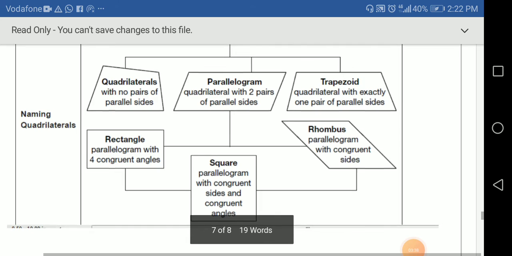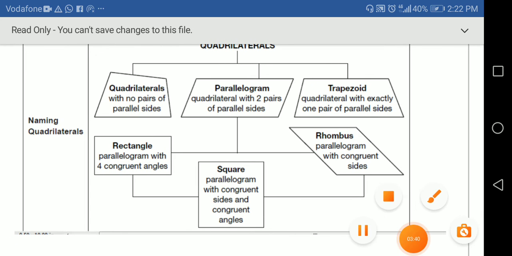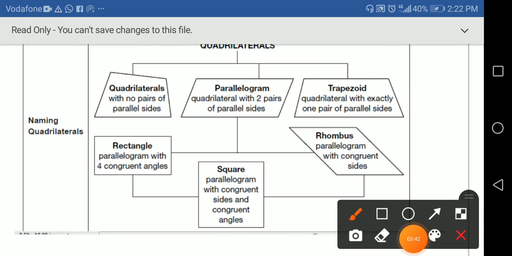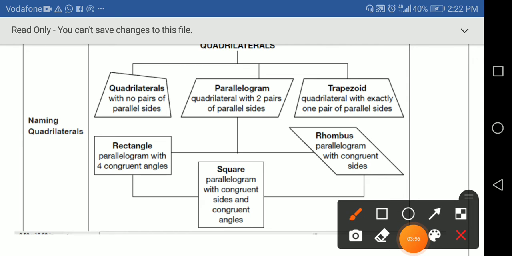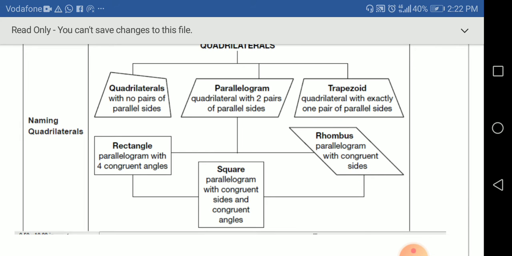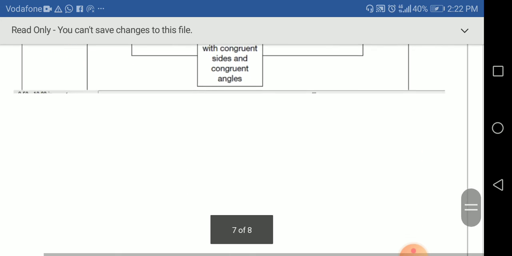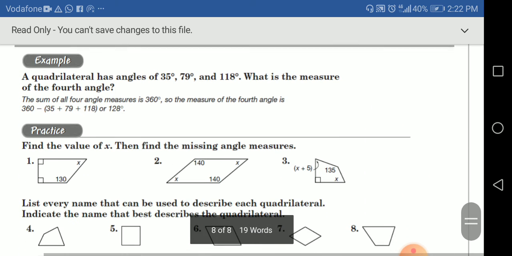It's important to study well the features or characteristics of the quadrilaterals. Square: all sides are congruent, right angles also, and each two opposite sides are parallel. Rhombus: a parallelogram, where each two opposite sides are parallel to each other and all sides are congruent. So I have here an example.